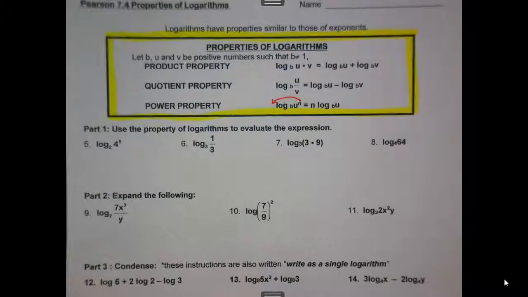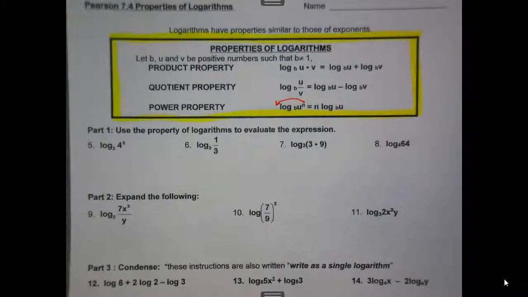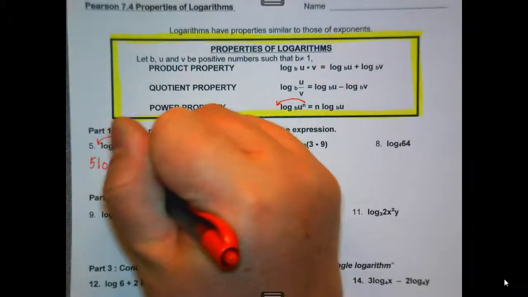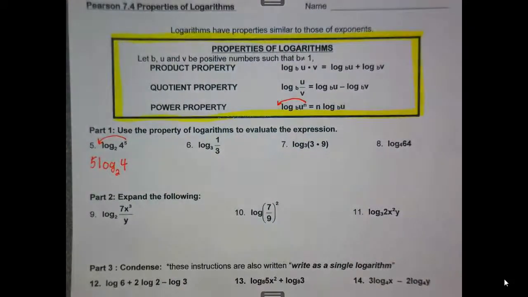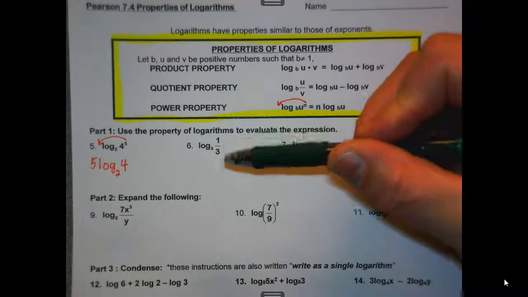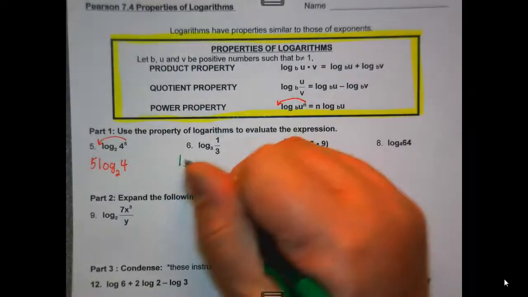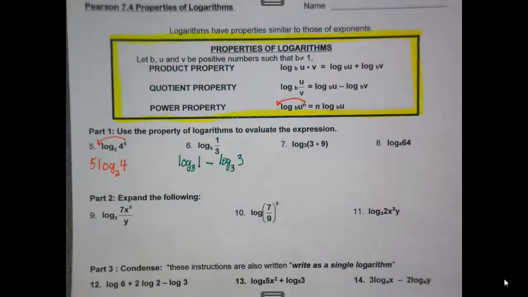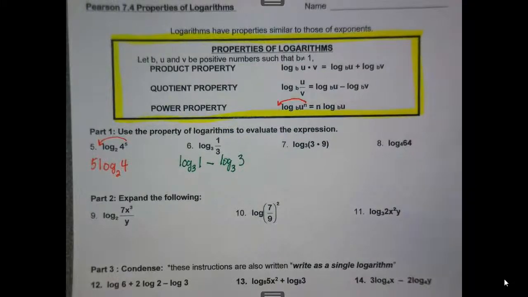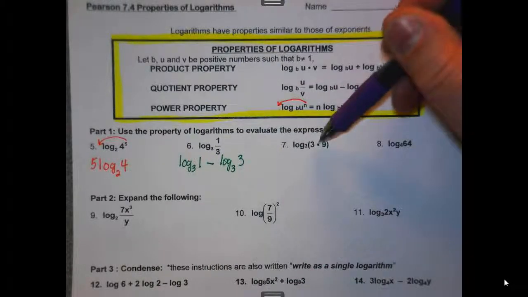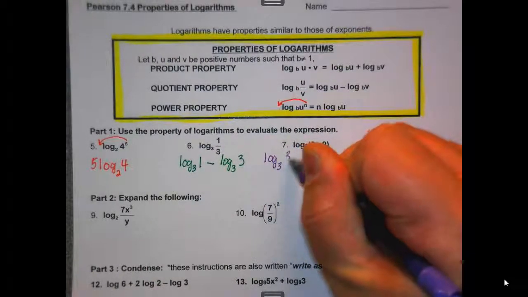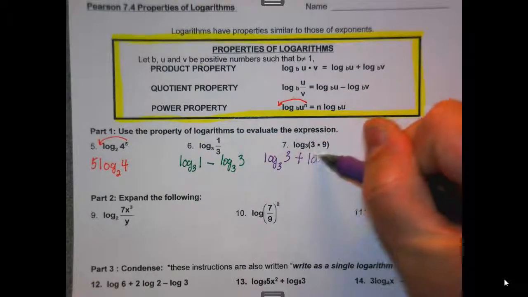Okay, number 5. I have to expand this. I'm going to move the 5 in front of the log, so I get 5 log base 2 of 4. So there's my expanded version of it. Number 6, I have two numbers that are being divided, so I'm going to take the log of the numerator and subtract the log of the denominator. That's all I can do. Number 7. Now, there's two ways of doing this. I have multiplication between two numbers, so I could use the product property, where I have log base 3 of 3 plus log base 3 of 9.